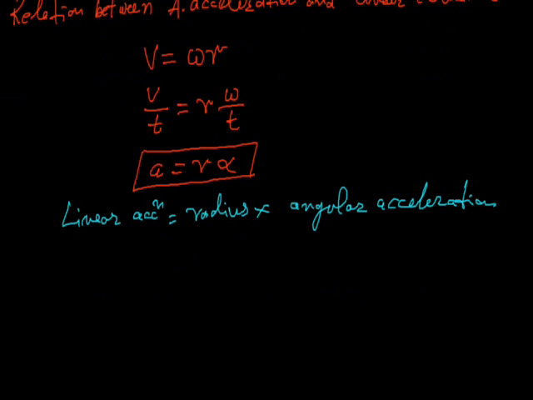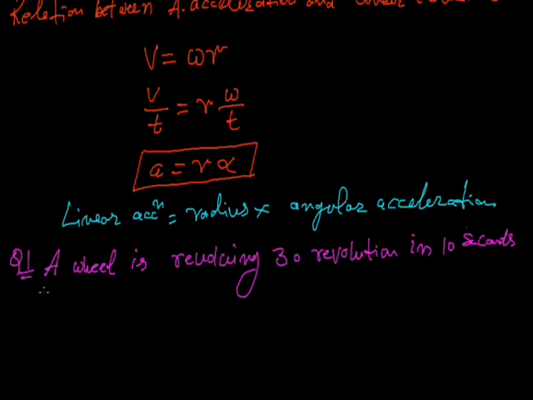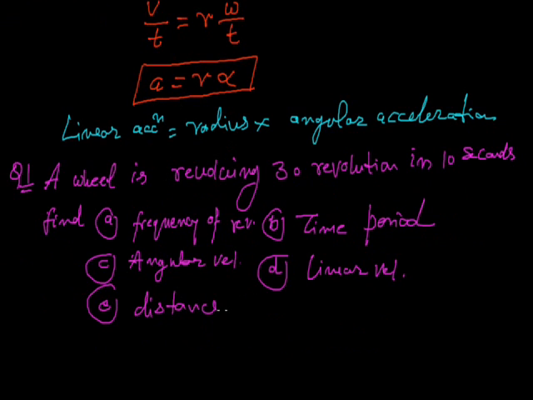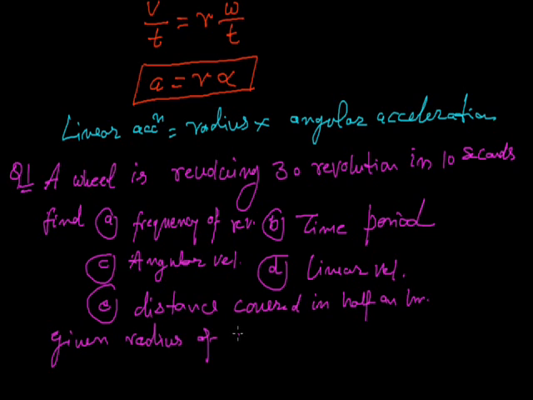Take some examples. Question number 1. A wheel is revolving 30 revolutions in 10 seconds. Find frequency of revolution, time period, angular velocity, linear velocity, distance covered in half an hour, given radius of circular path is 0.5 meter.